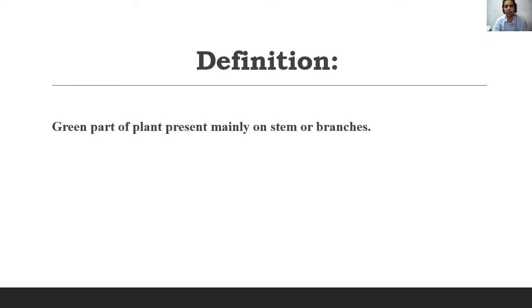Dear student, previously we have studied root and stem, and now we are going to discuss the next part of the plant, which is the leaf. It is obviously the factory of food, which prepares its own food for itself and for all other living organisms on the earth. By definition, a leaf is a green part of the plant which is mainly present on stem or branches. These two parts are mainly where the leaf is present.